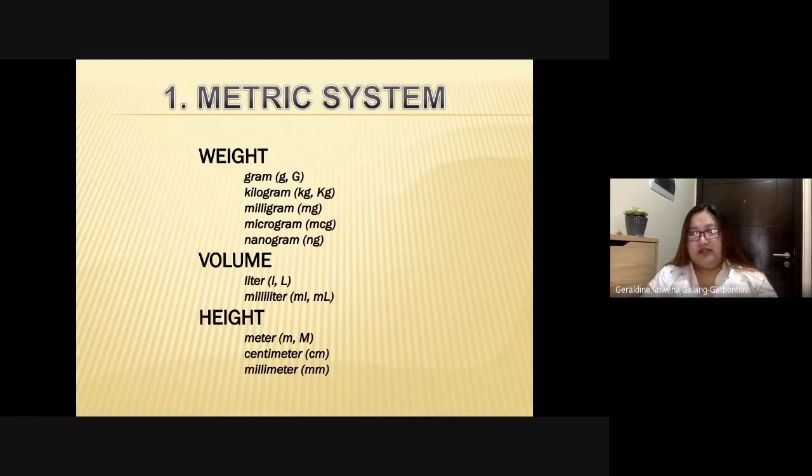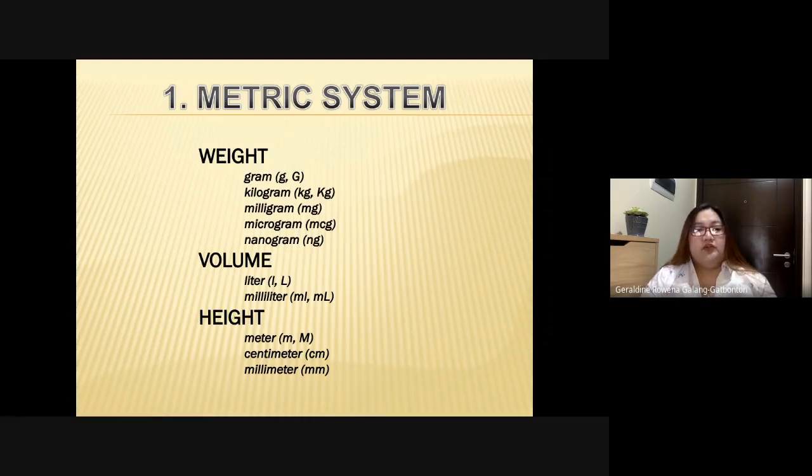For the metric system, it's a decimal system based on the power of 10. So see weight: gram, kilogram. To convert, 1,000 grams is 1 kilogram. Milligram, 1,000 milligrams is 1 gram. Microgram, 1,000 micrograms is 1 milligram. And nanogram, 1 million nanograms is 1 milligram.